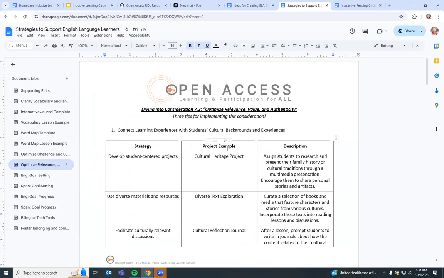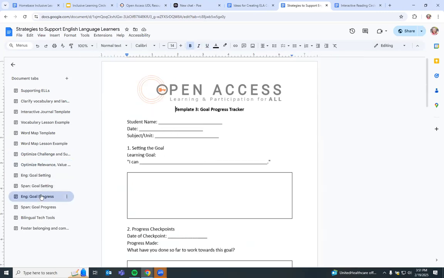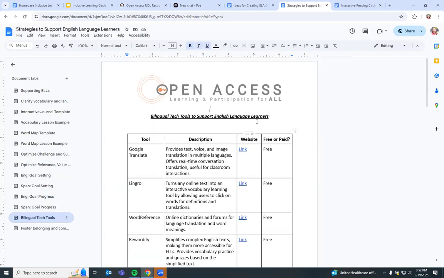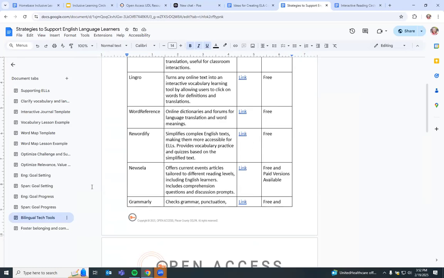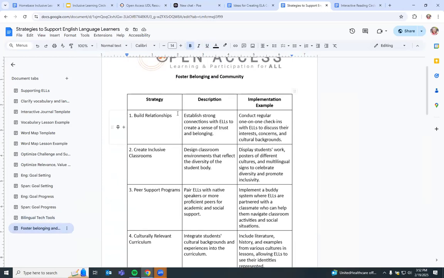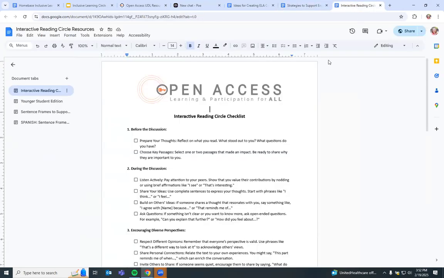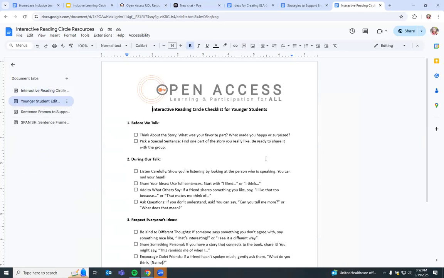Ways to optimize relevance, value, and authenticity, goal progressing forms. Oh, bilingual tech tools. This is very exciting. Actually, this one Ludia did not make. We added that to this. Fostering belonging in community. Then this is an interactive reading circle checklist for students. And then I put this in, or it created this, and I said, can you make a version for younger students? And it just made it more accessible for first graders or second graders or someone younger.